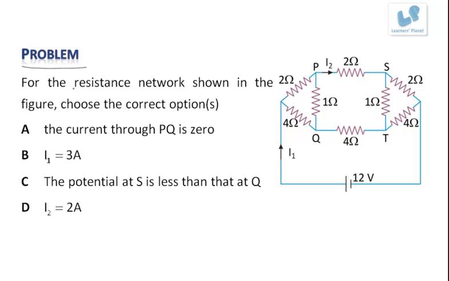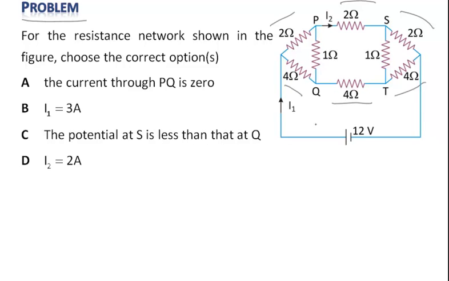Now let us look at the next problem. For the resistance network shown in the figure, choose the correct options. Okay, so here we can see that this circuit diagram is very close to a Wheatstone bridge, because the ratio of resistance in the two respective arms, that is this arm and this arm, is 1:2. Similarly 1:2, and here also it is 1:2.